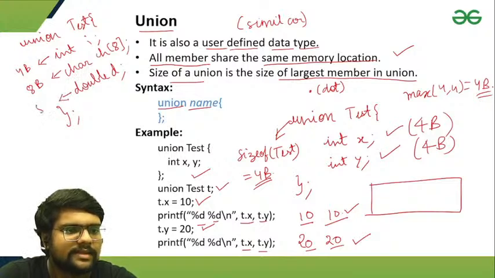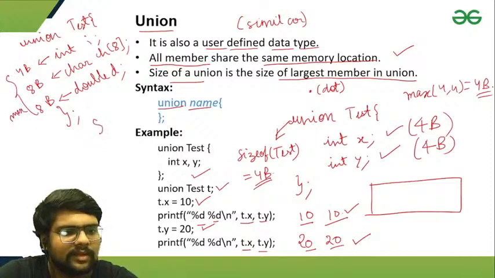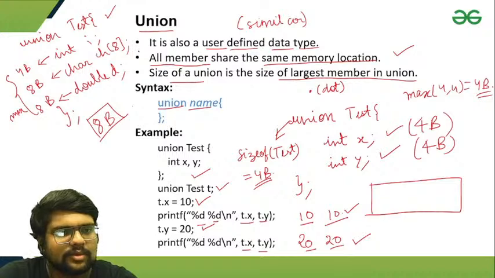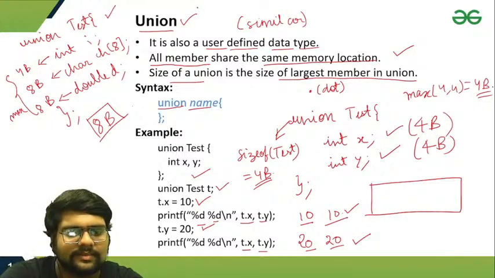Then the size of double is 8 bytes, so the size of the union will be the maximum of these, so it will be 8 bytes. In this way we can calculate the size of a union. There is also one most important property of union, so let's see it by an example.